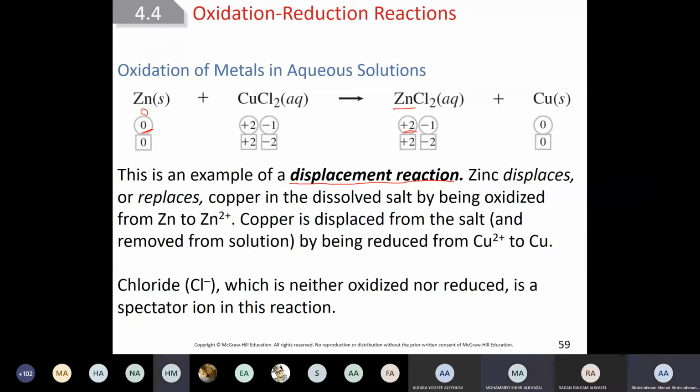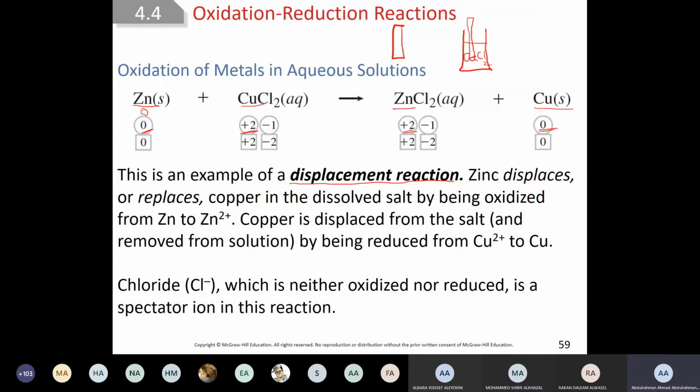Good. Now, what's the oxidation number of zinc here? +2. What happened to the zinc? It was oxidized. Okay, let's look at copper. What's the oxidation number of copper in this compound? +2. What is it when it's by itself? 0. So what happened to copper? Reduction. Okay, good. So we find that if you bring a solution of copper chloride, CuCl2, and you bring a bar of zinc, and you take this bar of zinc and put it here.